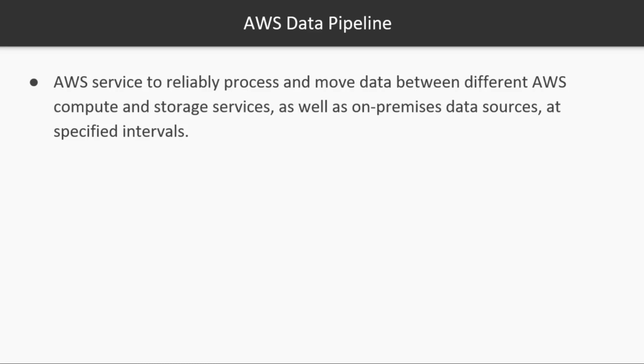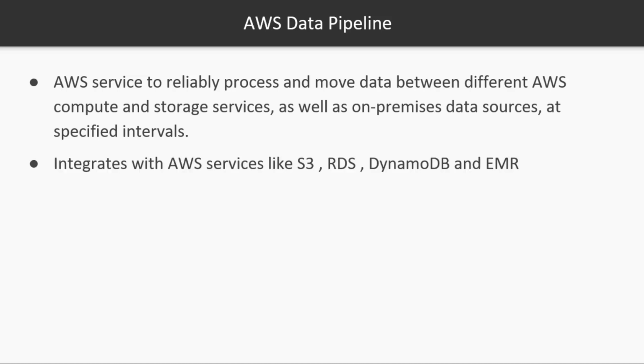AWS Data Pipeline is a web service that helps you reliably process and move data between different AWS compute and storage services, as well as on-premises data sources at specified intervals. With AWS Data Pipeline, you can regularly access your data where it's stored, transform and process it at scale, and efficiently transfer the results to AWS services such as Amazon S3, Amazon RDS, Amazon DynamoDB, and Amazon EMR.